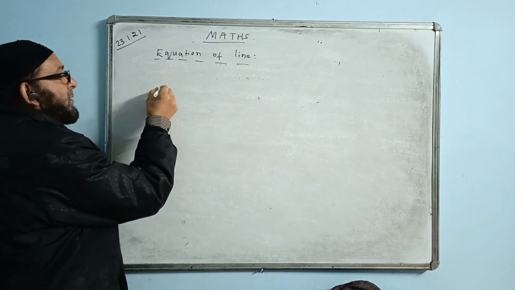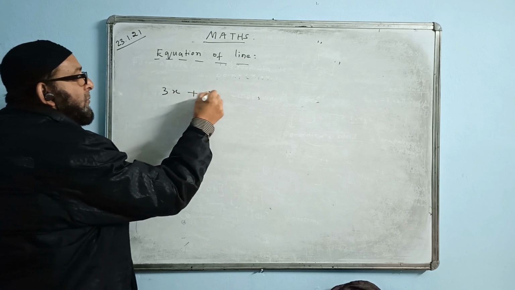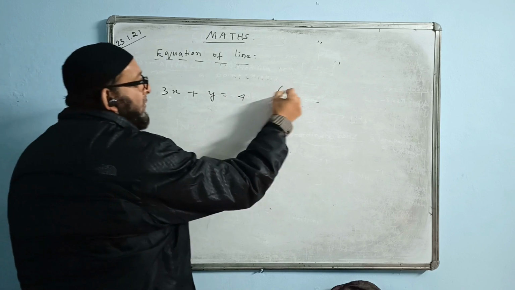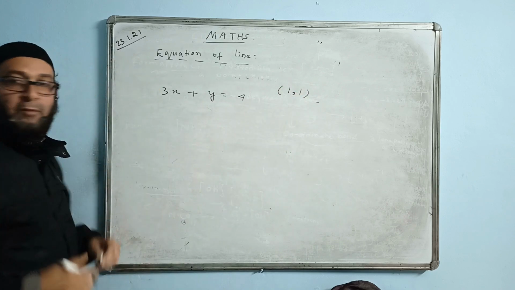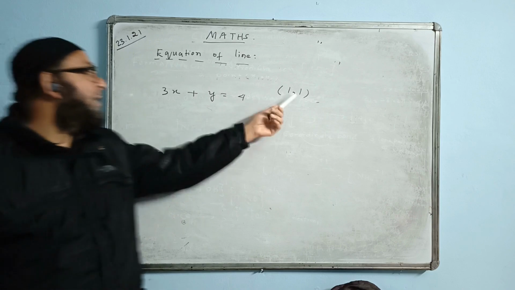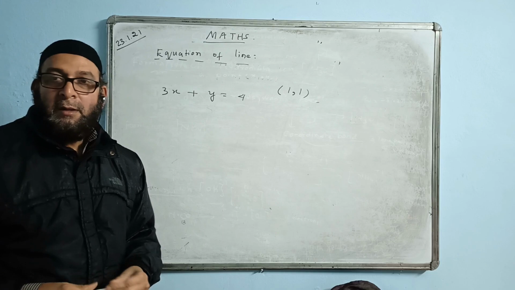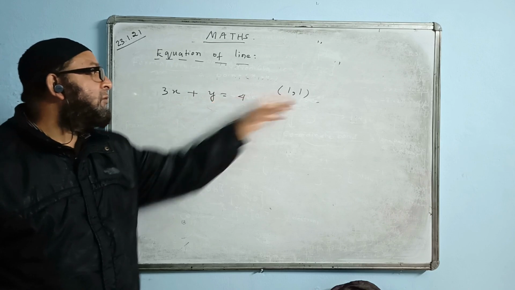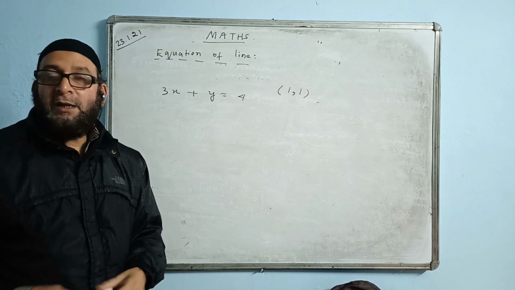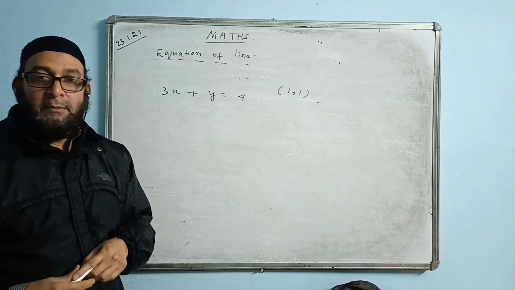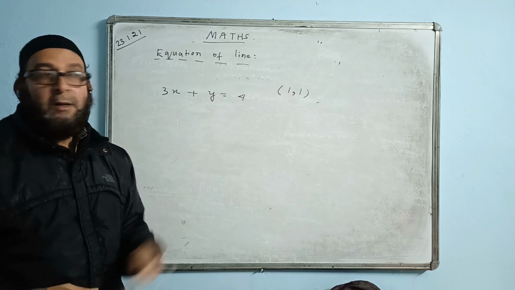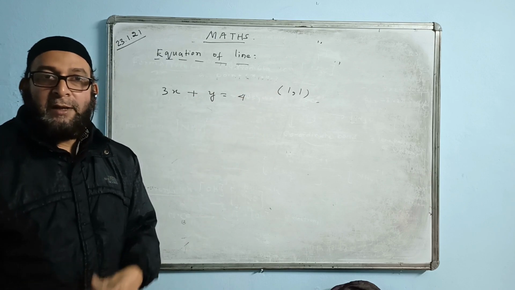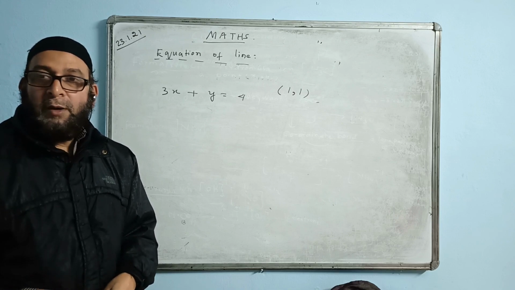Suppose one line is already here: 3x plus y equals 4. The question asks whether the point (1, 1) lies on this line or not. How can you check whether this point lies on this line? Checking is easy. We put the value of x equal to the x coordinate and the value of y equal to the y coordinate. If the equation is satisfied, we say the point lies on the line, or this line passes through this point. And if the equation is not satisfied, we say the point does not lie on the line.